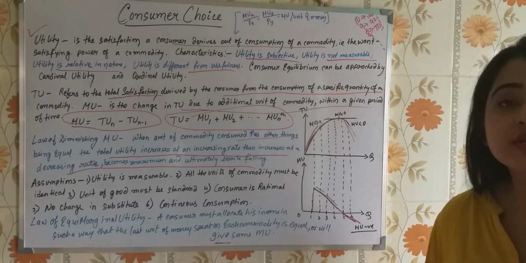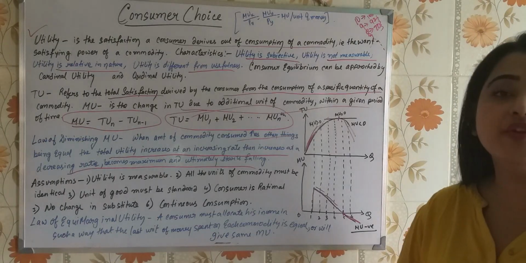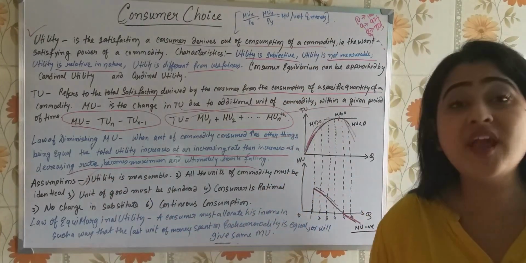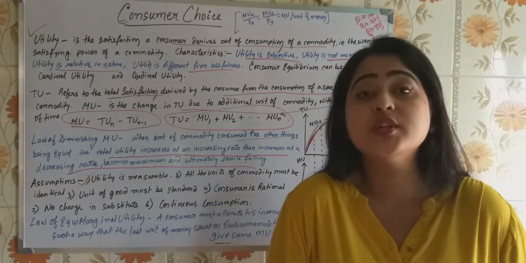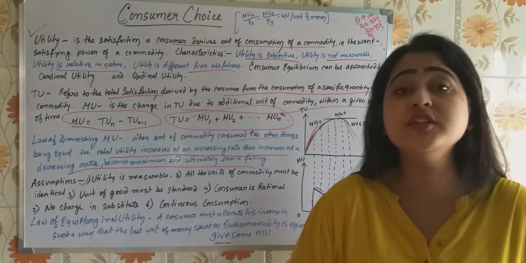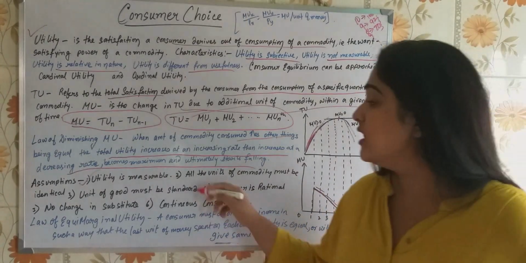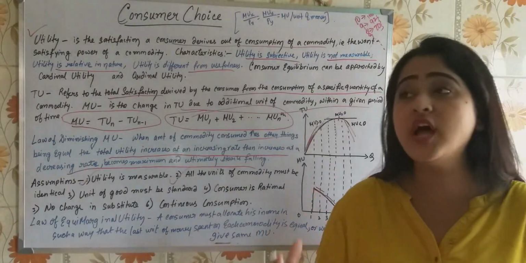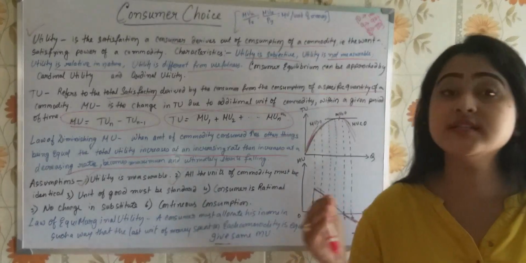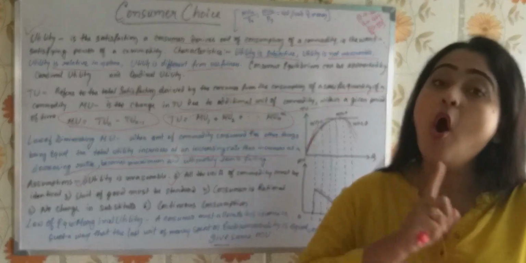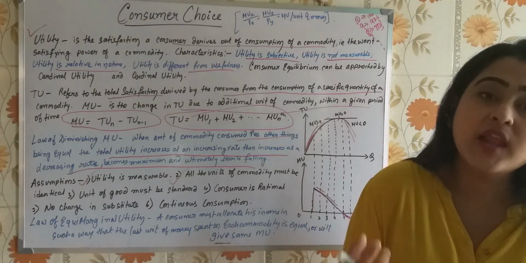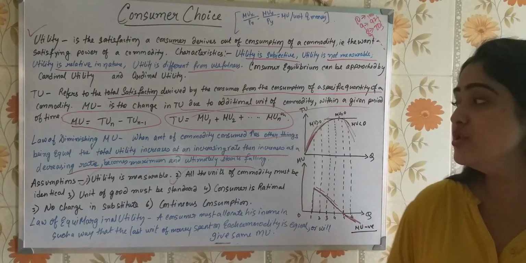What are the assumptions for application of the law of diminishing marginal utility? First thing is, utility is measurable. We are taking here the cardinal utility. So utility is measurable in terms of utils. Second is all the units of commodity must be identical. It must not be that some products are of very high quality, some of very low quality. No, all the products must be identical while you are applying this law of diminishing marginal utility.